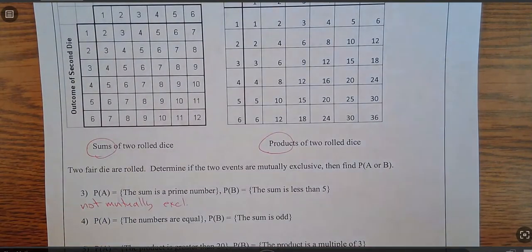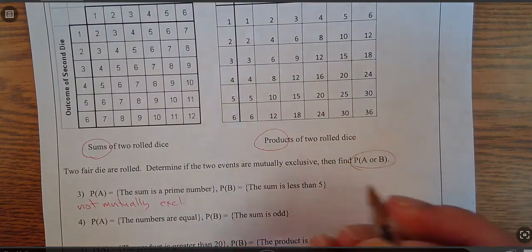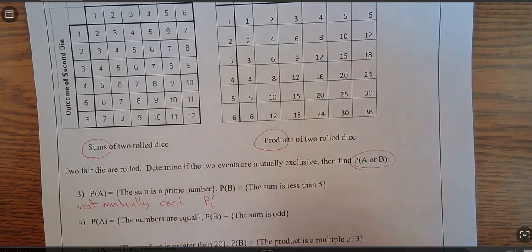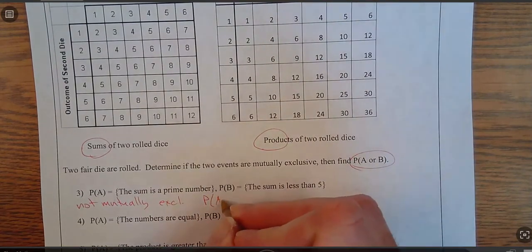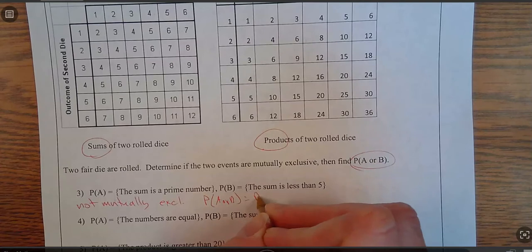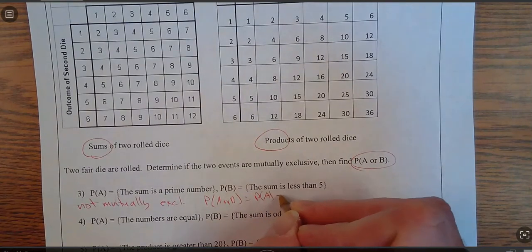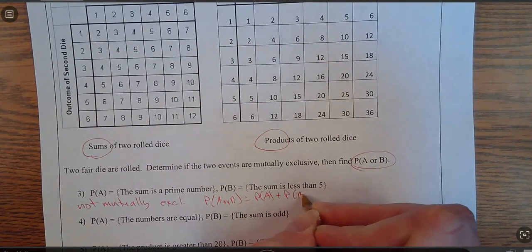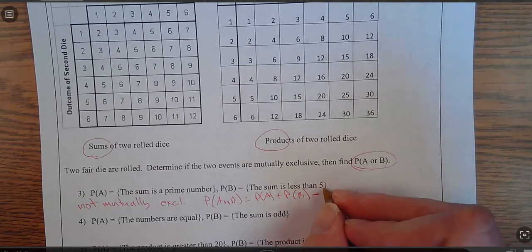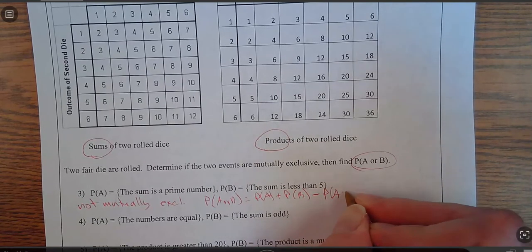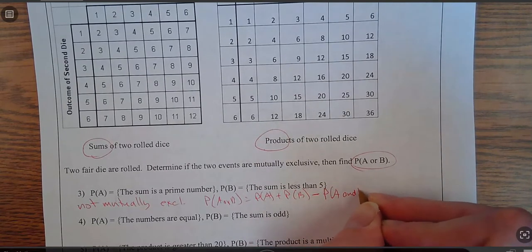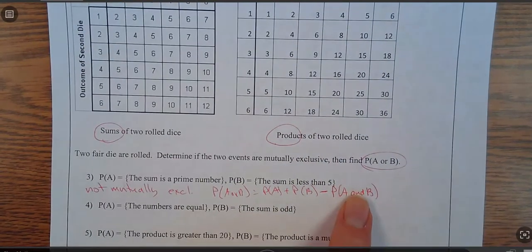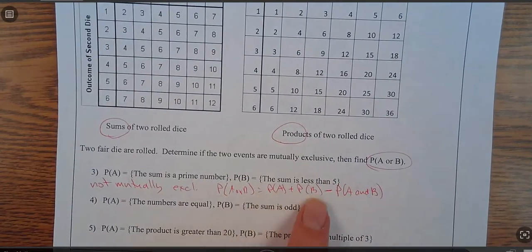So if they're not mutually exclusive, the formula is the probability of A or B is going to be the probability of A plus the probability of B. But now I need to subtract the probability of A and B, because if it can happen, I just counted it twice.